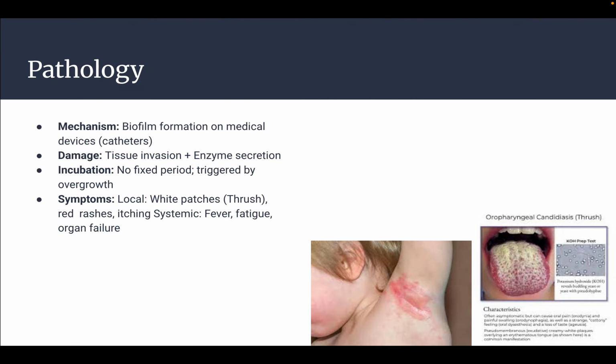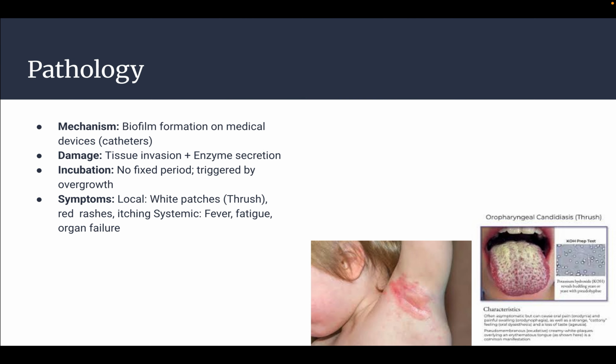Candida damages the body by first forming something called a biofilm. This is the protective layer the yeast produces to hide inside of. They build these biofilms on medical equipment like heart valves or IV tubes, which makes it hard for medicine to reach them. Once they're attached, those hyphae I mentioned earlier break into the cells, and they release enzymes that break down the tissue. Because the yeast is already in your body, there is no incubation time. It just starts as soon as the conditions are there.